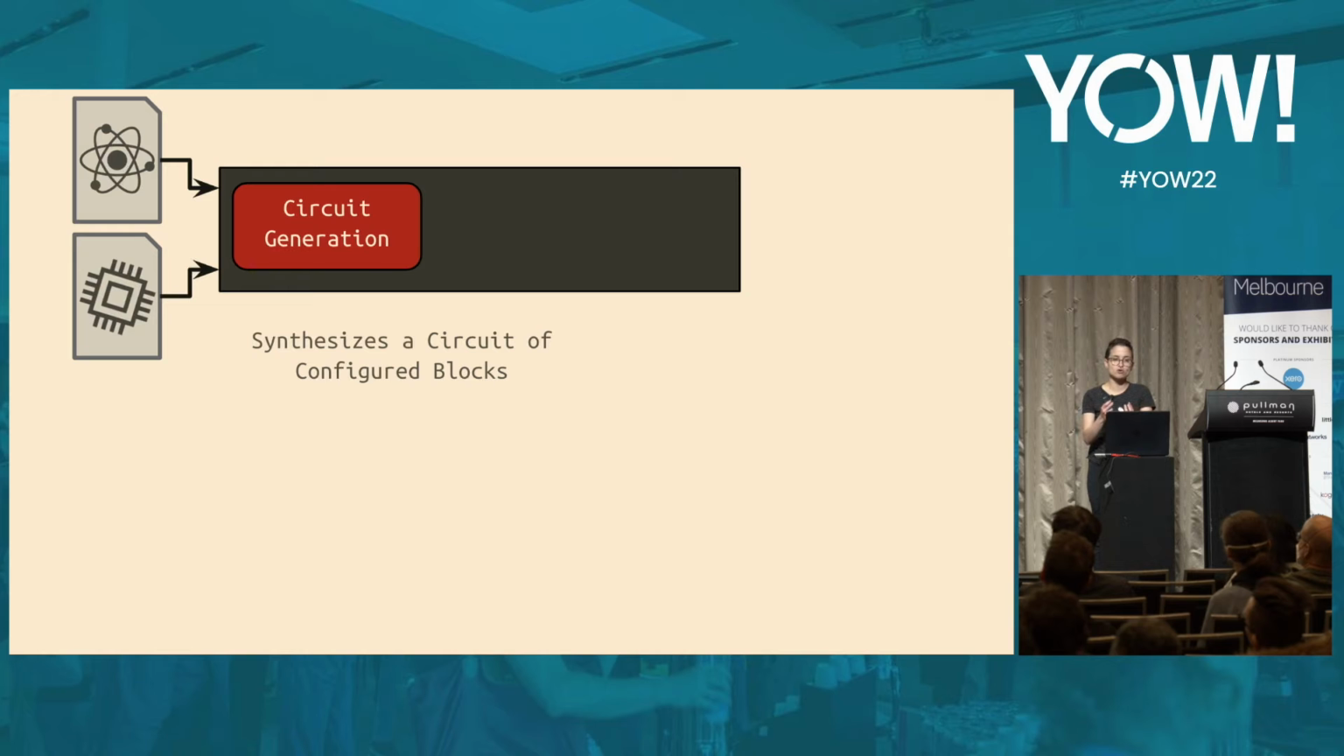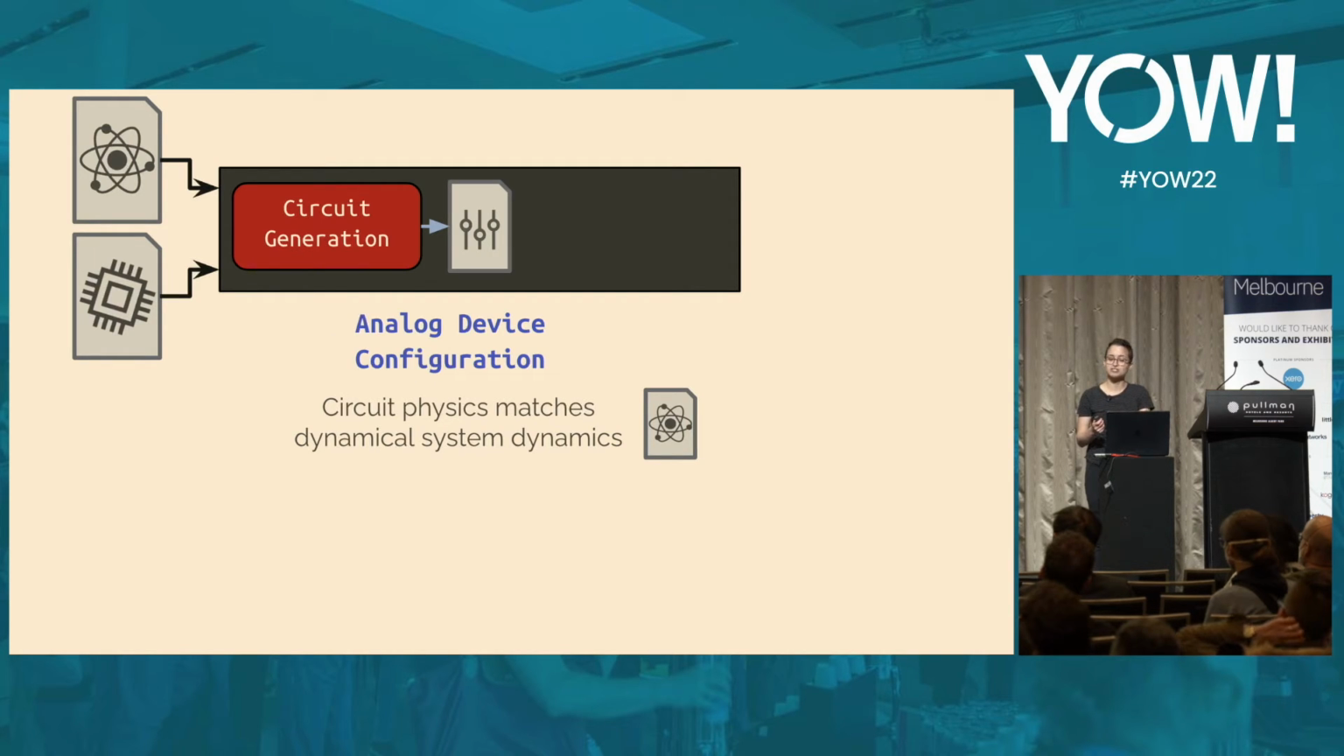What this does is figure out how to cobble together these blocks to implement your dynamical system. So it's going to synthesize a circuit of configured blocks. The output of this step of compilation is going to be an analog device configuration, that configured circuit we talked about earlier. And this configuration is going to have a very specific property. It's going to guarantee that the physics of the circuit match the dynamical system dynamics. At this point, though, we have not yet considered the analog behavior of the blocks. So we are pretending that every block behaves ideally.